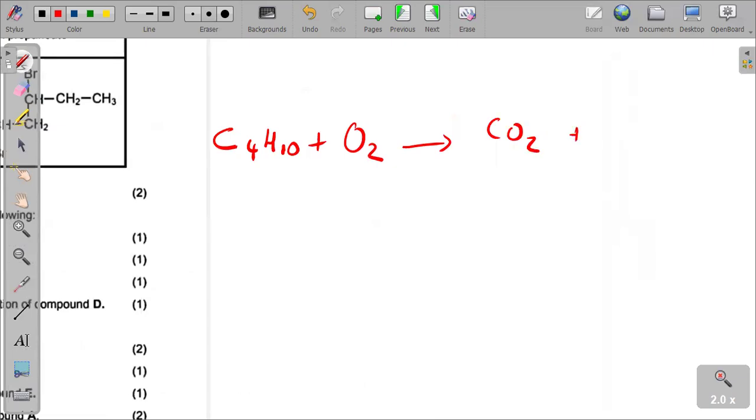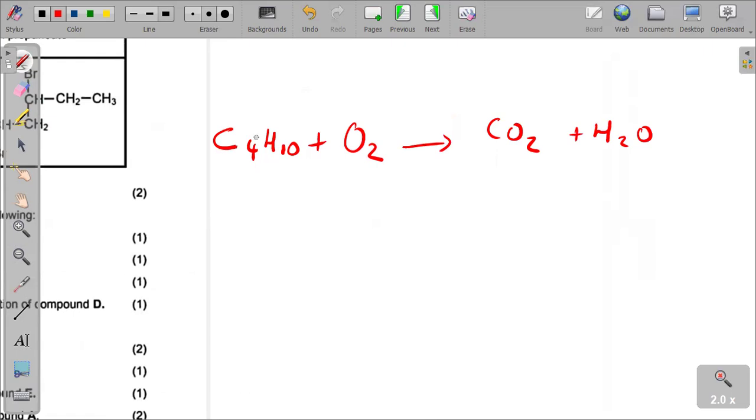Just out of interest, the other product that is formed is also energy. Heat energy is also produced there as a product. So this is the equation, but it's not balanced. So we want to balance it now.